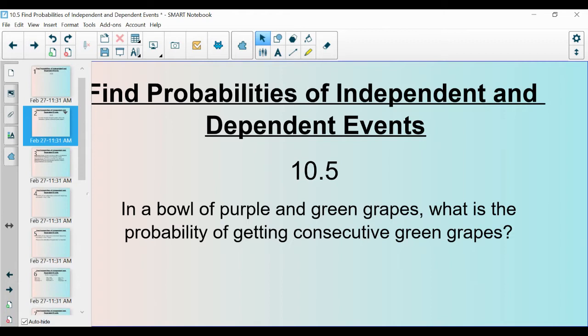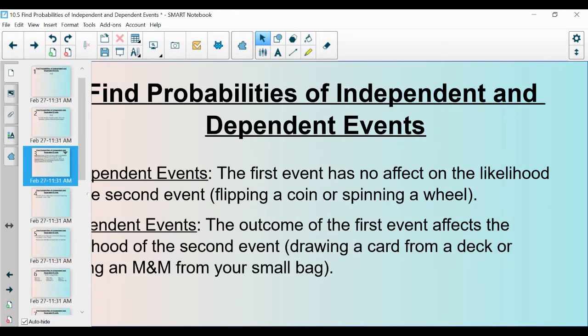This is a little bit different than section 10.4. 10.4 was one selection, and we were looking at multiple characteristics of that one selection. 10.5 is going to be looking at probabilities when we are doing two actions, selecting two items. It would be very common for a section 10.5 question. We do have a little bit of vocab.